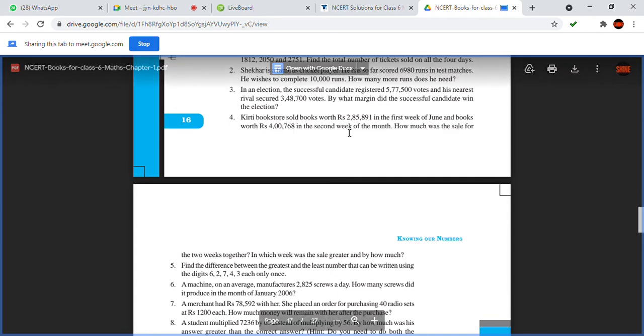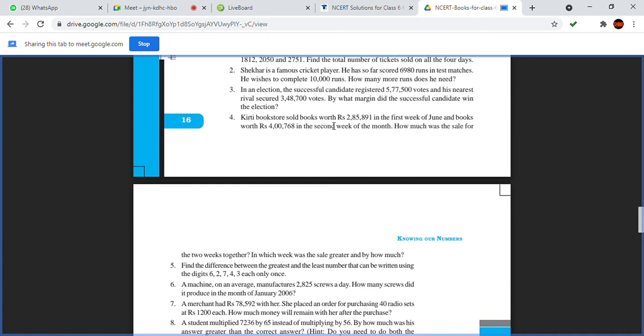Okay, here: Worth of books sold in first week. Worth means money. You can also write money of the book. Worth of the books sold on first week. Then worth of the books sold on second week. Then you write those two numbers.